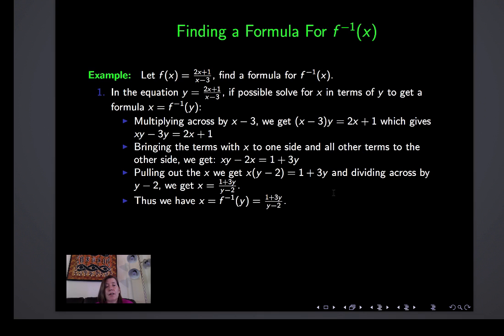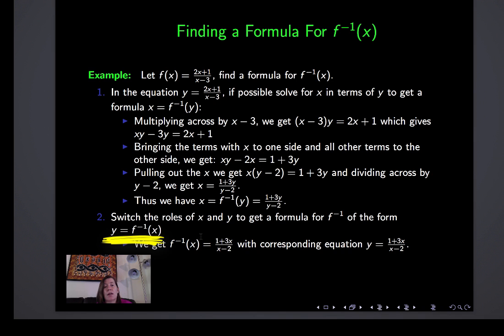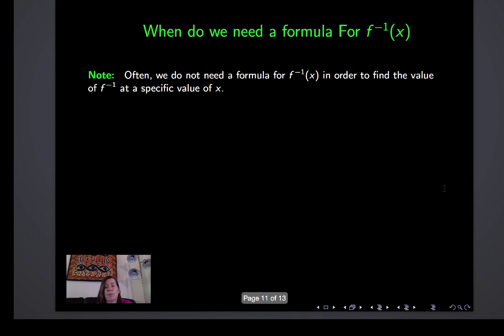So now we have an equation of the form x equals f inverse of y, and that's 1 plus 3y over y minus 2. And if we want to make the independent variable x and the dependent variable y, we just switch the roles of x and y in this equation. So we get y equals f inverse of x is the same as saying that y equals 1 plus 3x over x minus 2, or f inverse of x is 1 plus 3x over x minus 2.